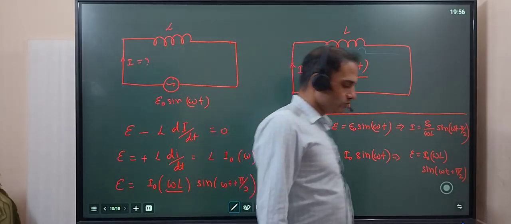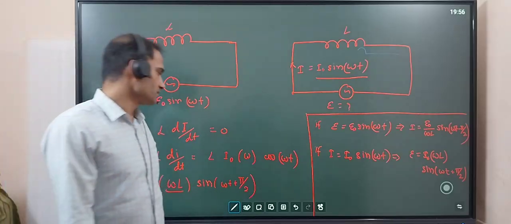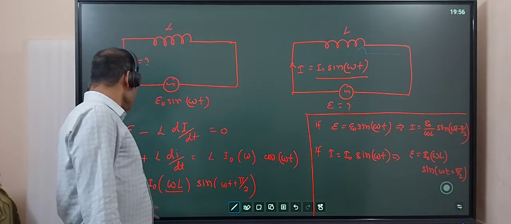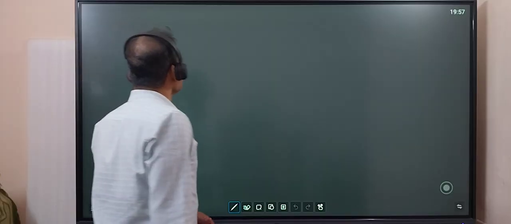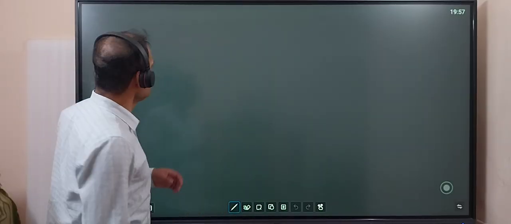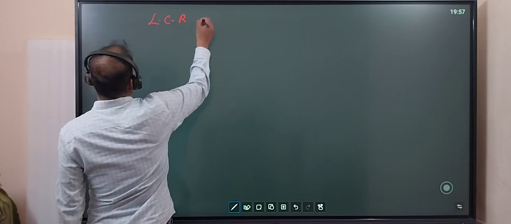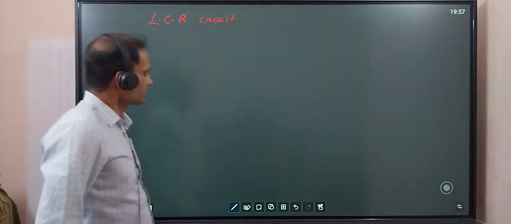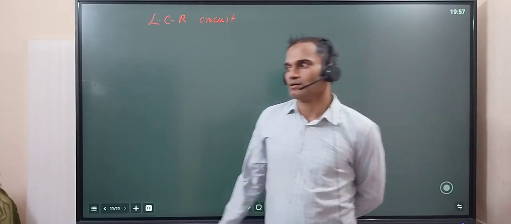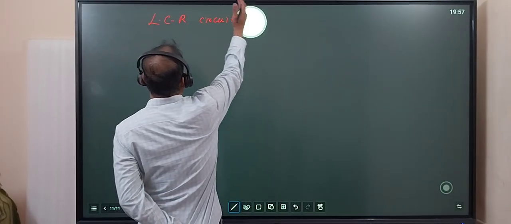Now what we are going to do is the LCR circuit. Let me see how much time we have. Okay, it is already 53 minutes. Now the LCR circuit. In the LCR circuit, all components will be there. I will call it the LCR series circuit.